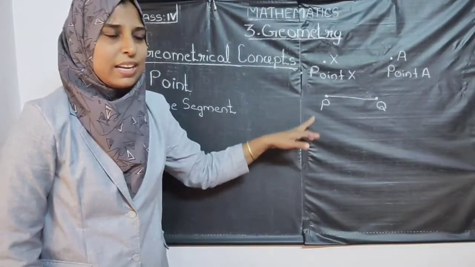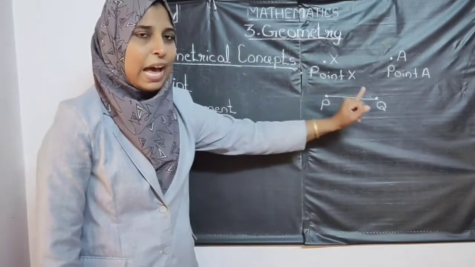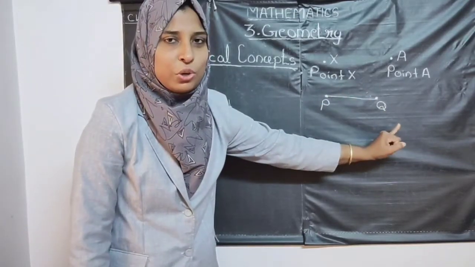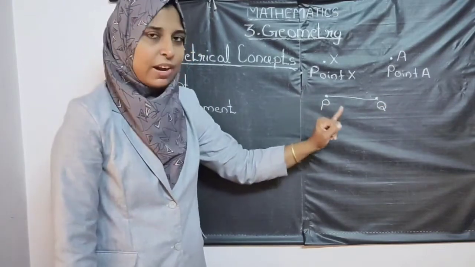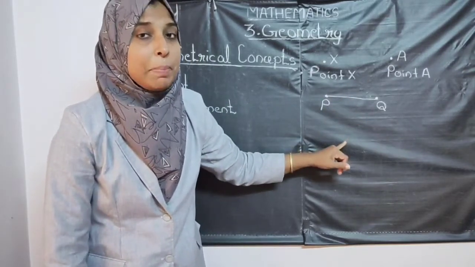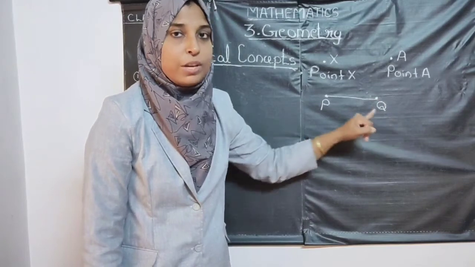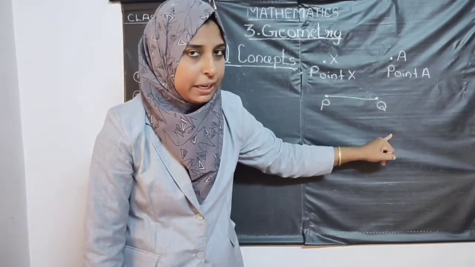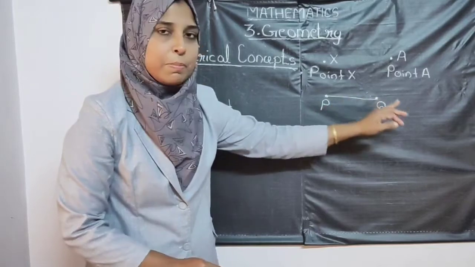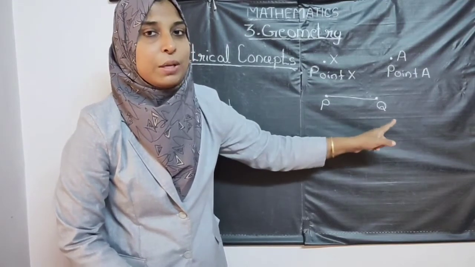Look here, children. Here we get a line segment. This is a line segment PQ, which has 2 end points. Point P and point Q are the end points. A line segment can be measured because it has a length. The distance between the points P and Q is called the length of the line segment PQ. Got it? The distance between the points P and Q is called the length of the line segment PQ.